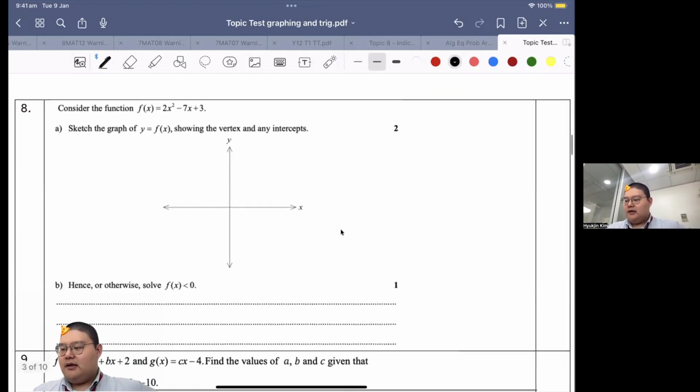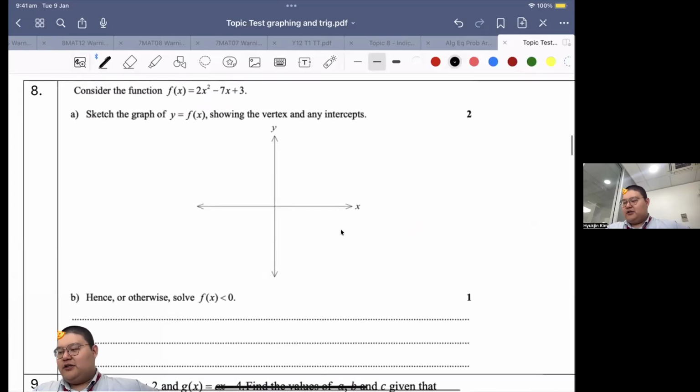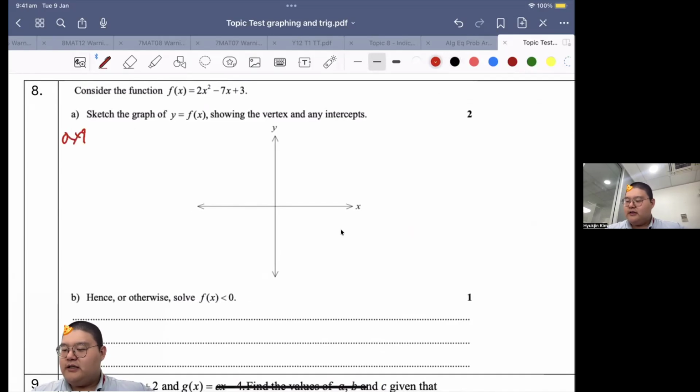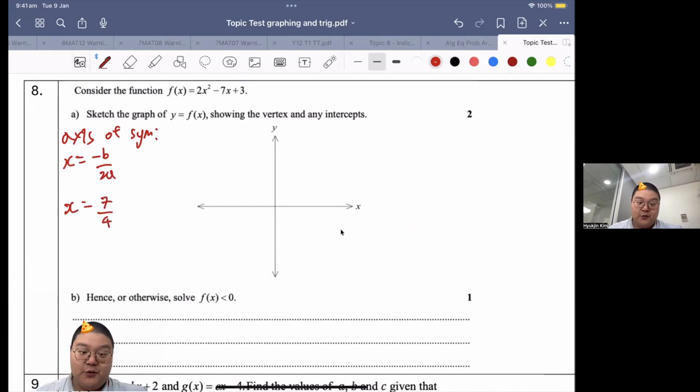Yeah? All right, consider the function, that one. Sketch the graph of y equals f of x, showing the vertex and any intercepts. Now, vertex only starts with axis of symmetry. Axis of symmetry is x equals -b over 2a. That means x equals 7 over 4. It's an ugly number. How unfortunate.